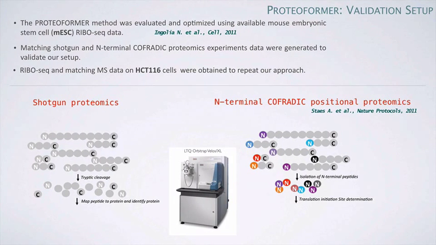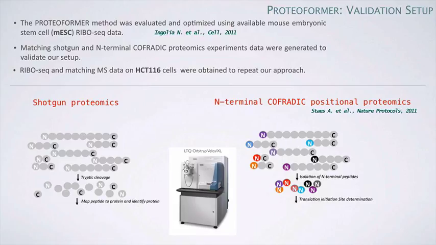So we did a validation study to see whether adding custom information from ribosome profiling to your search space gives you extra identifications. We did two types of mass spectrometry experiments. The first one is a regular shotgun experiment. The second one is the N-terminal COFRADIC. This mainly tries to identify the N-terminal peptides, which is very useful because we also pinpoint the translation start sites with ribosome profiling, so we can overlap this information.